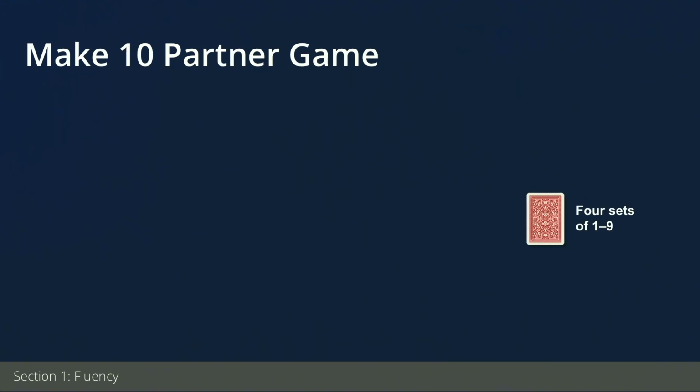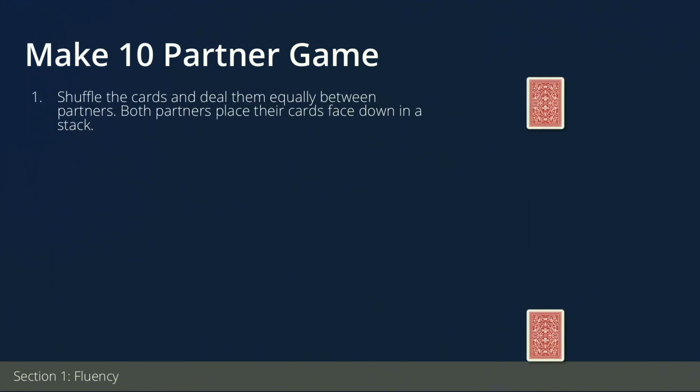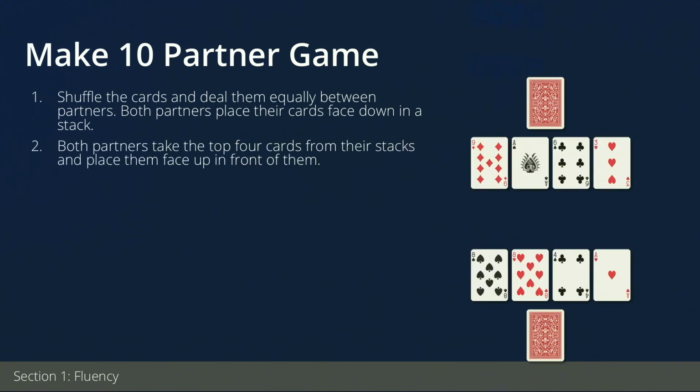Another fluency activity that students might do is Make 10. This would be a partner game. Here I would use playing cards, 4 sets of 1 to 9. 1 is represented by the aces. I take those and I deal them equally between partners, and students would place their cards face down.